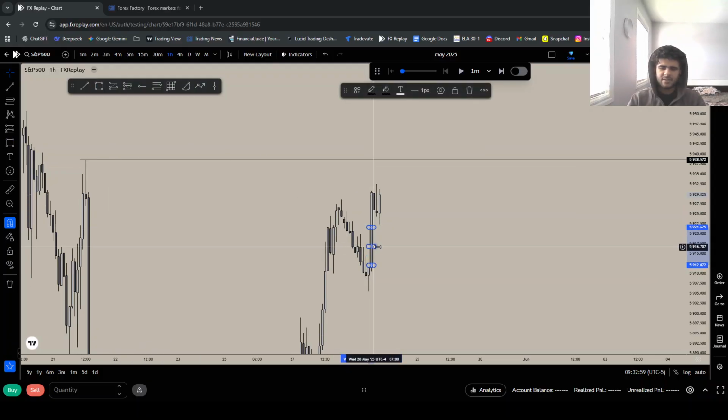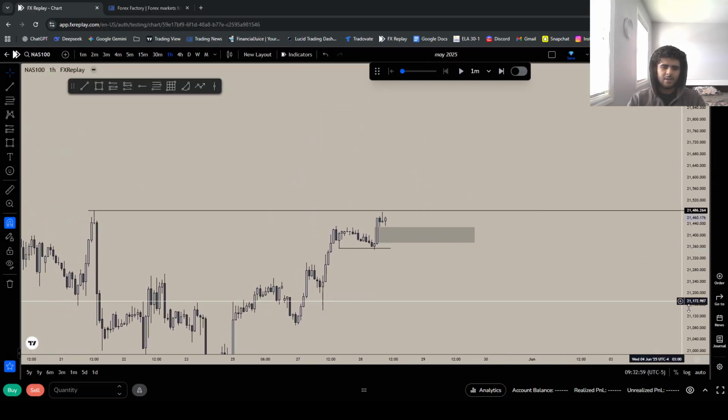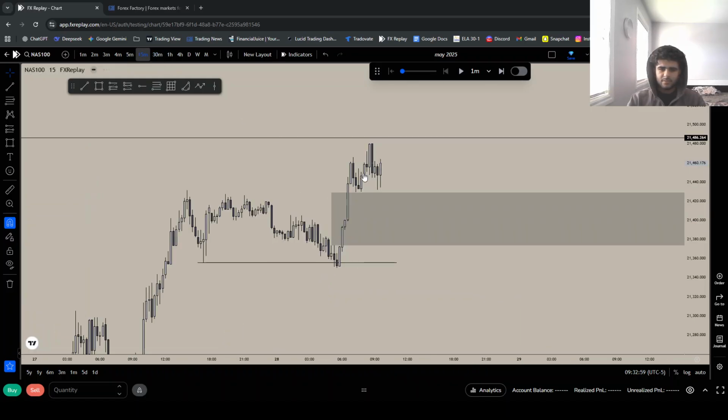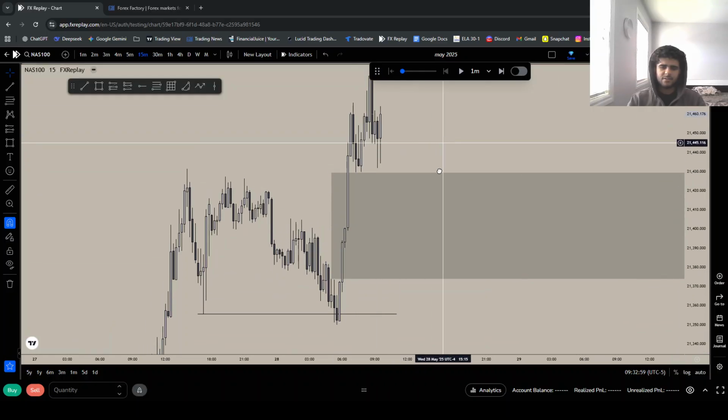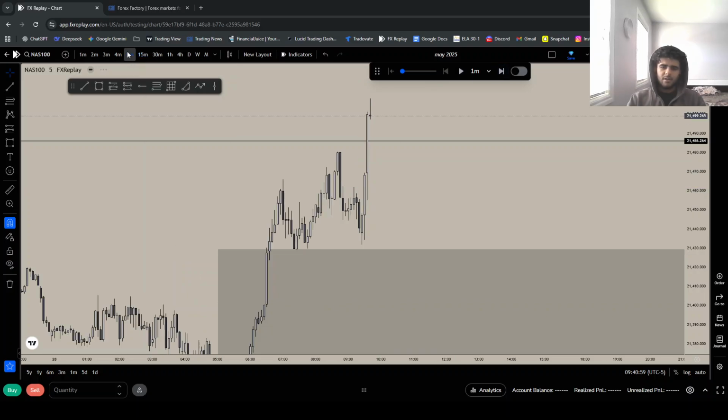Okay, so I feel like this is a good narrative for shorts, right? If we end up taking out that high, then we can target this. I feel like this is a good target for shorts. Okay, let's see when we end up getting shorts or longs. Okay, we're getting shorts. Let's see.